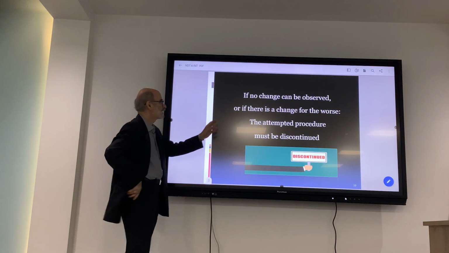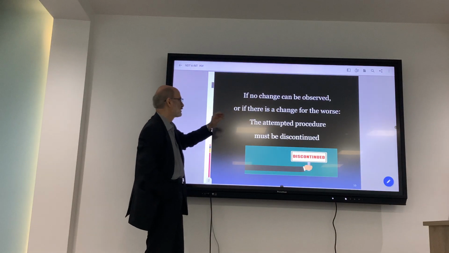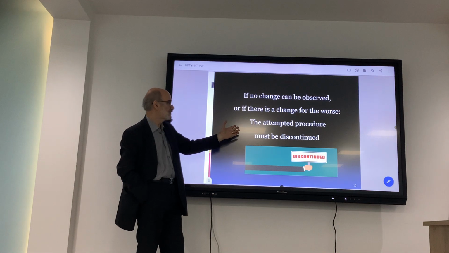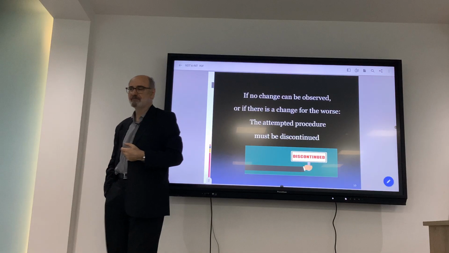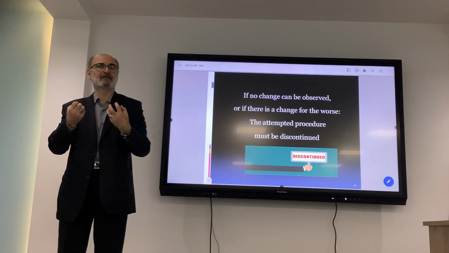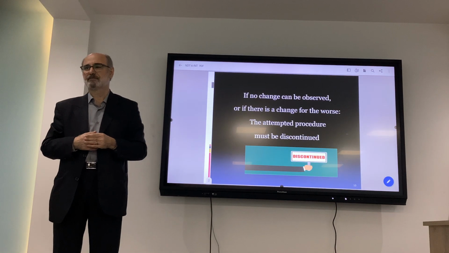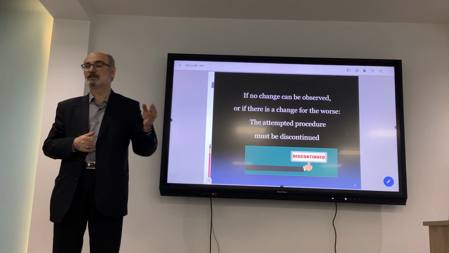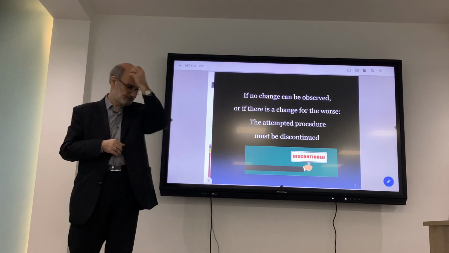But remember that if you observe no changes after treatment, or there is a change for the worse, then the attempted technique must be discontinued. I already said that. When you observe that a specific technique is not effective, use another one. Don't continue with a technique that worsens the outcome. Try another technique.